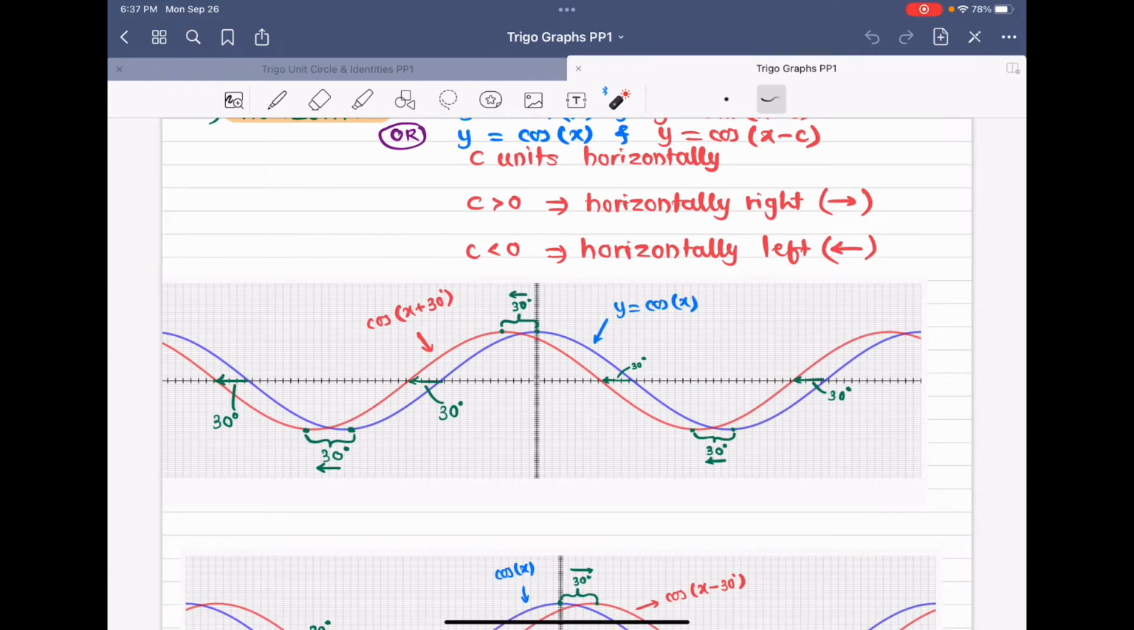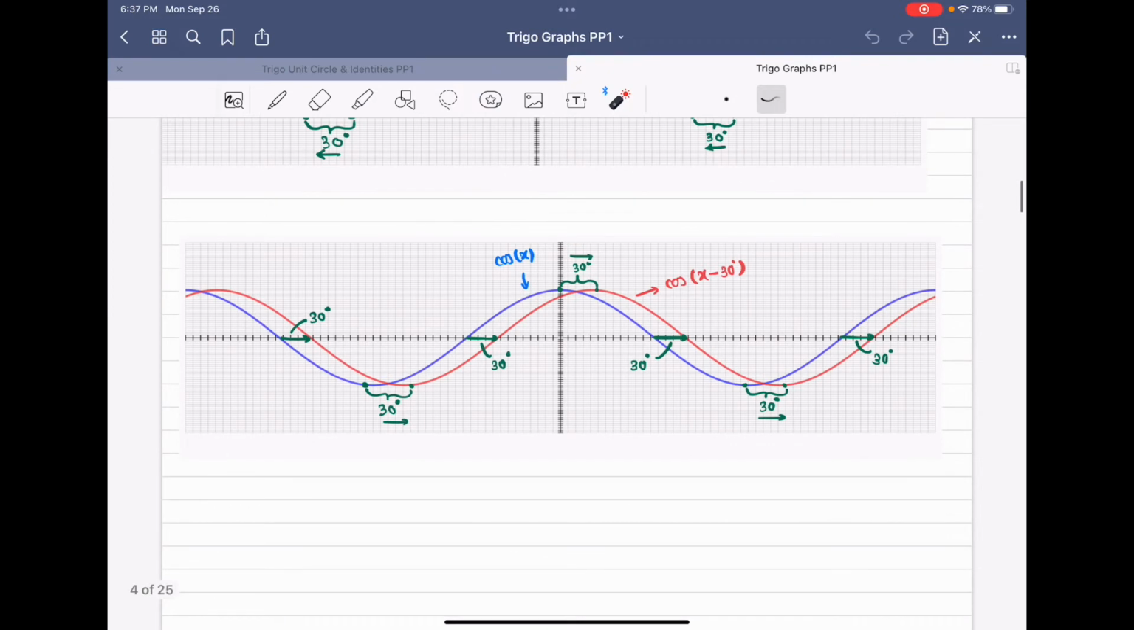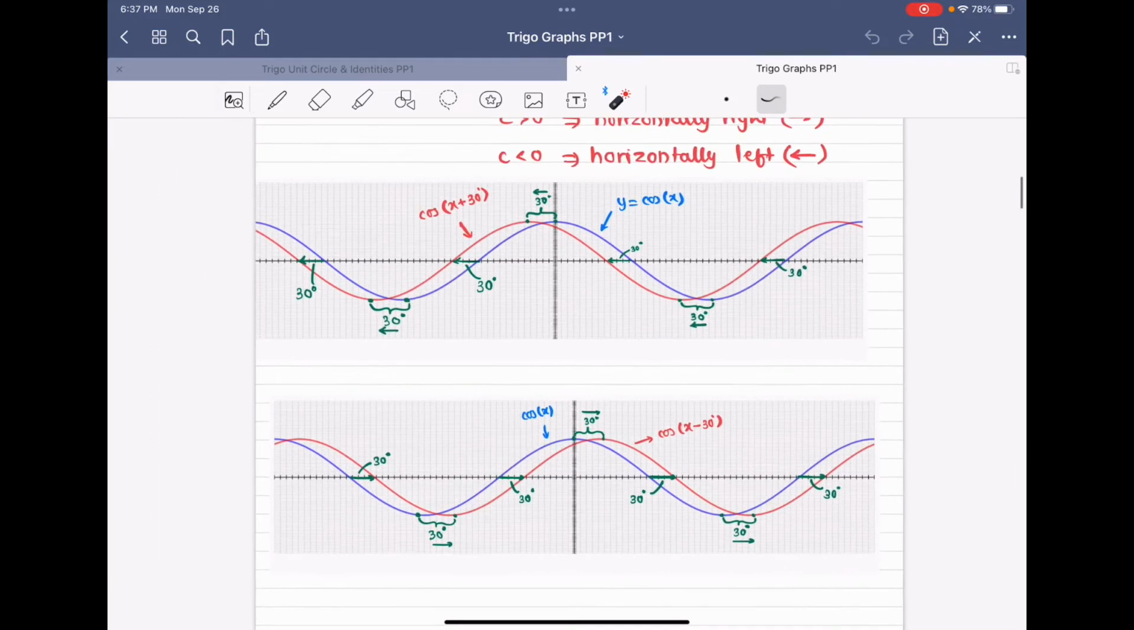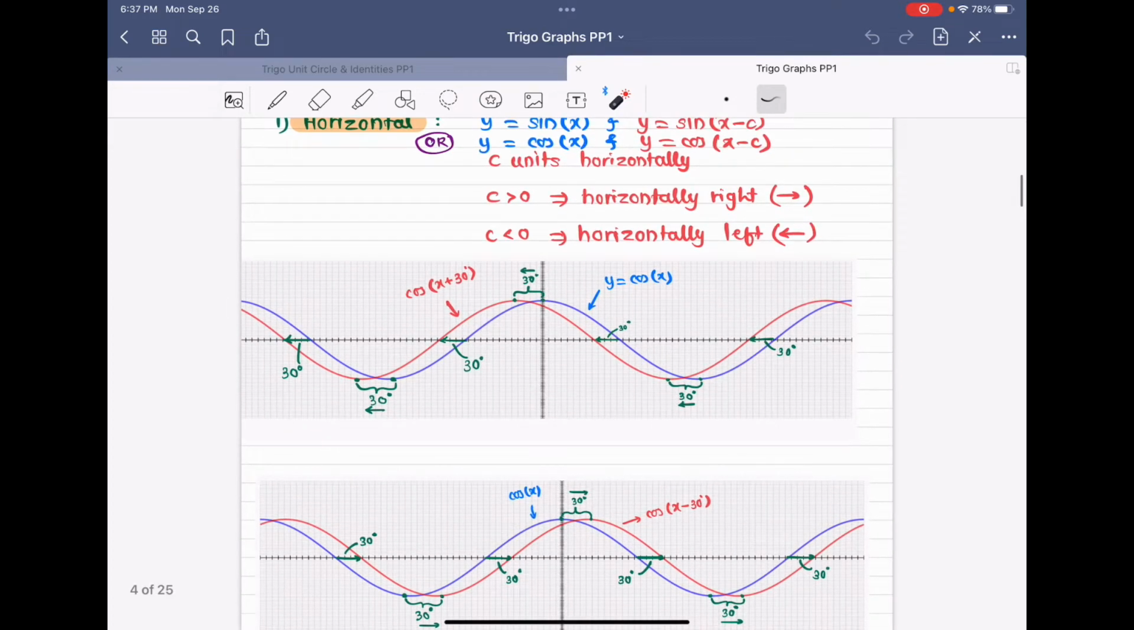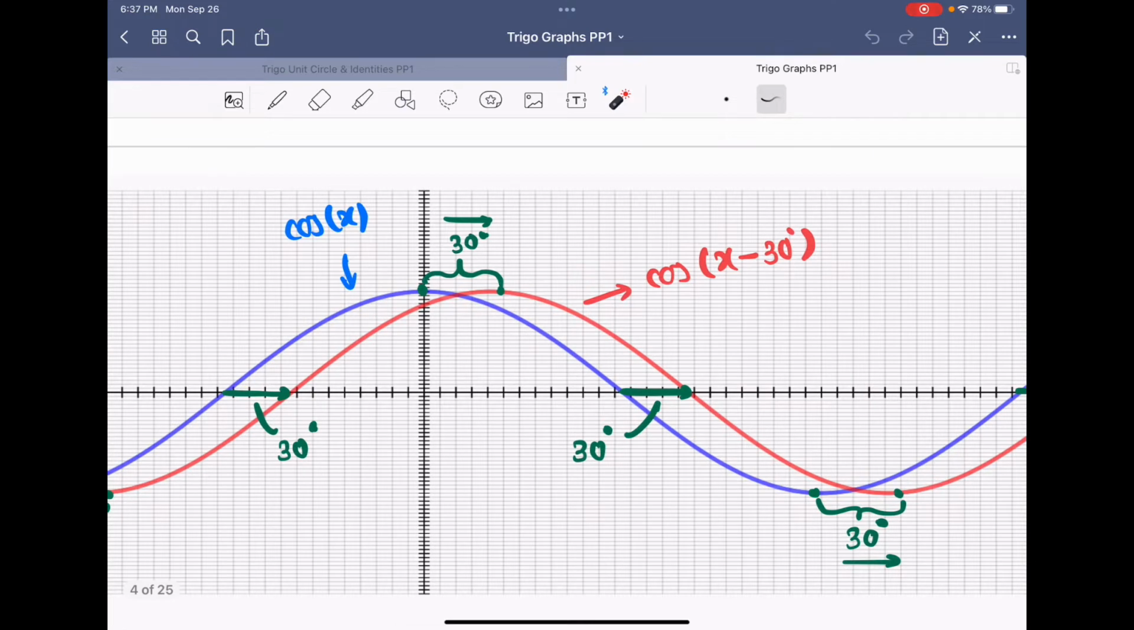Now what will happen if you are taking c positive? Positive, that means the middle sign will remain negative. So see this one. I'm taking the same cos x graph. Again it starts from 0, 1. But I'm typing cos of x minus 30. So keeping the sign between x and c negative, x minus 30. So your red graph, which is cos of x minus 30, moves right by 30 degrees.